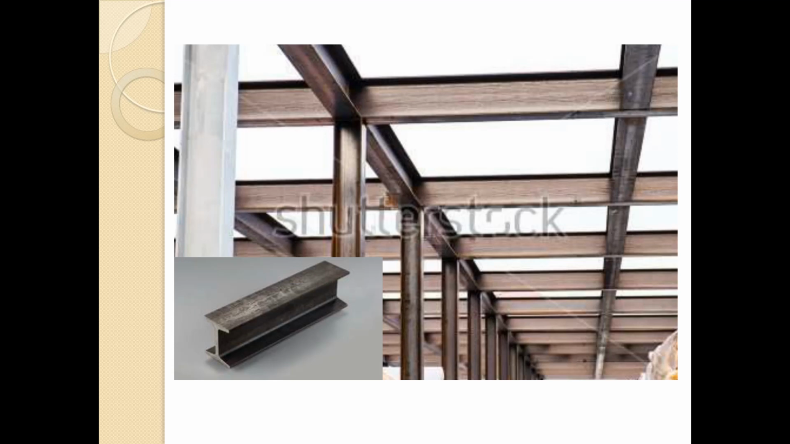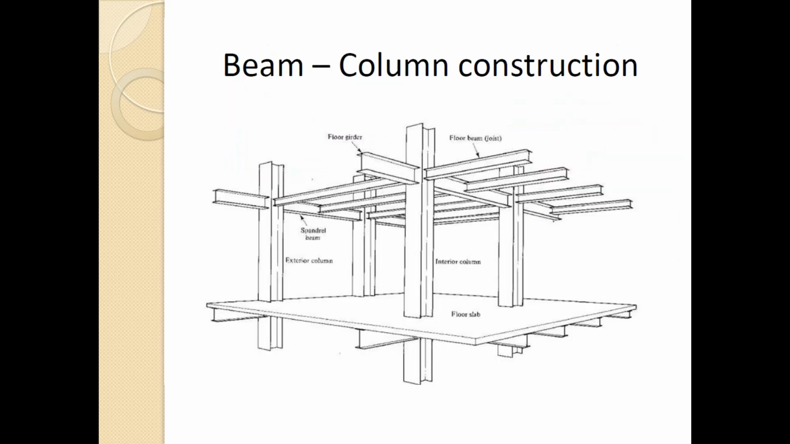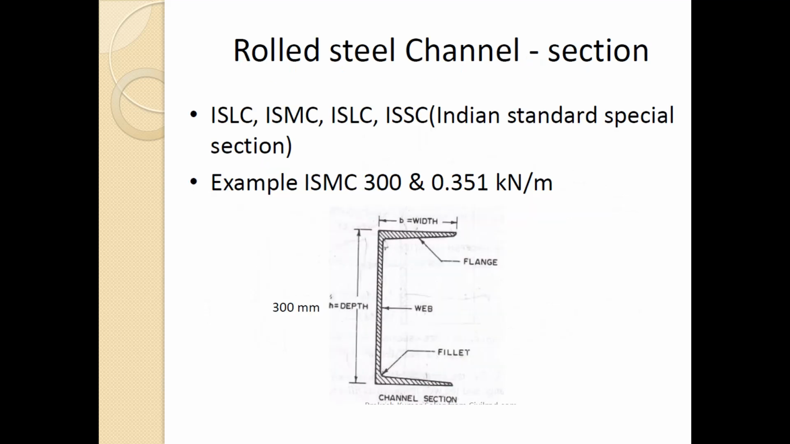Here you can see the sections of steel used as a beam and column. The I section is used as a beam and column. Same over here, you can see the floor slab and floor beams, then the columns. Then the channel section.